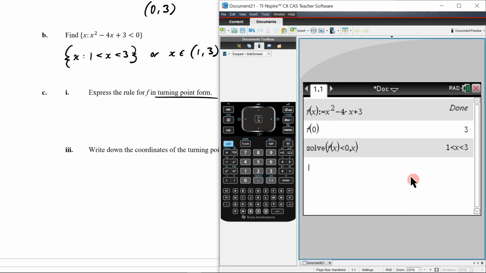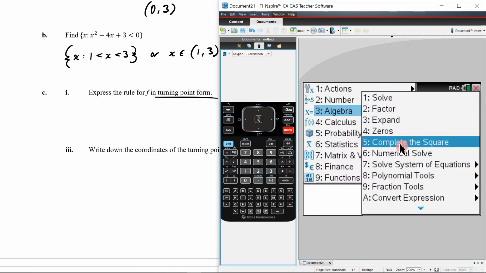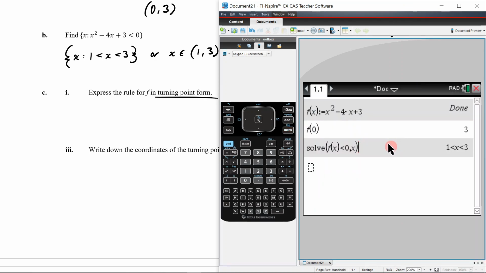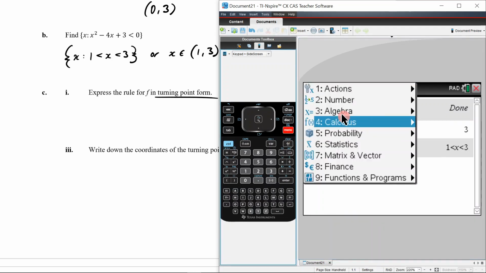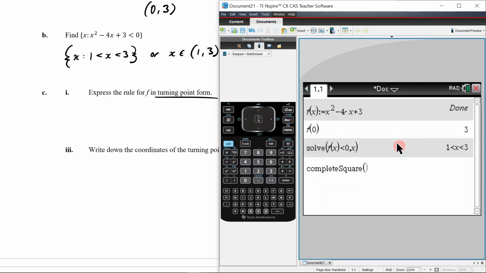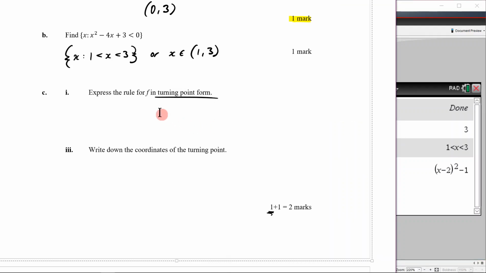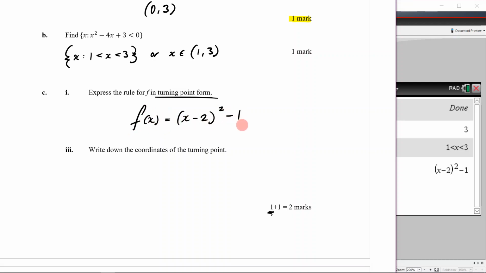So as you can see, the CAS is very important. So what we're going to do is go menu, algebra, and you can see complete the square. So let's click that. Whoops, I didn't actually do it properly. Sorry, do here, menu, algebra, complete the square. And then you type in f of x. You have to go comma x. If you don't go comma x, it won't work. And there's our answer right there. So let's now write that in. So we can go f of x is equal to x minus 2 squared minus 1.